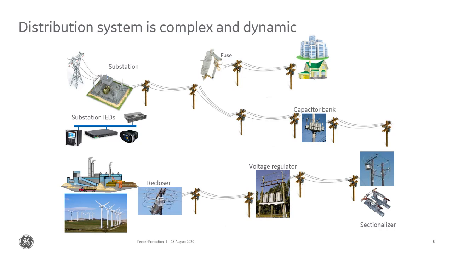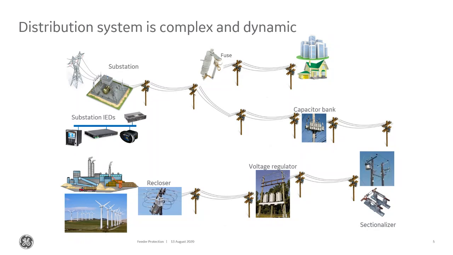And we have the reclosers. They could be pole top, they could be pad mount. Voltage regulators, similar to a capacitor, but it's more of an active way of maintaining voltage. Then we have sectionalizers or switches, which help us to isolate parts of the power system.